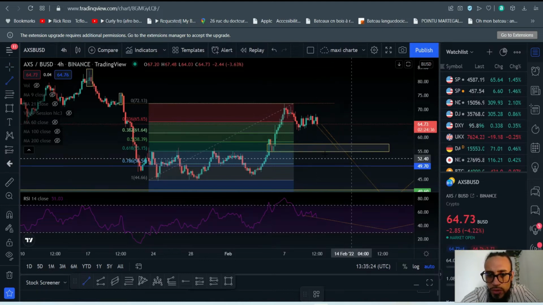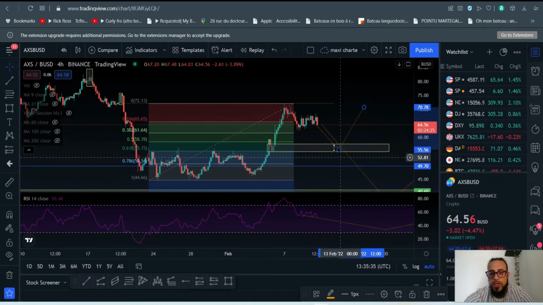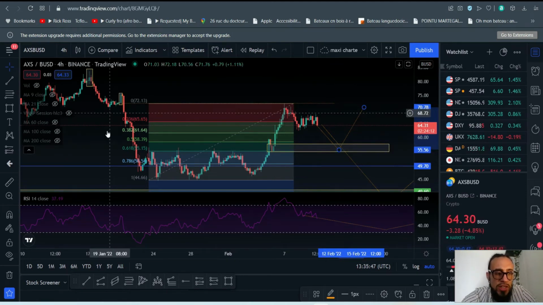It goes there, it goes in there, wherever you want to enter. You set up your entry point beforehand in anticipation for the bounce, and so on and so forth. And now you have a successful trade.